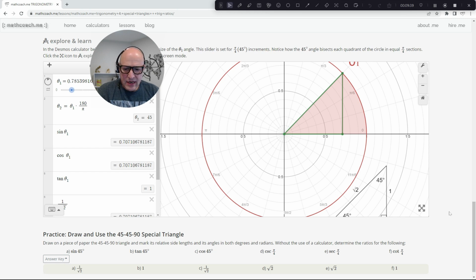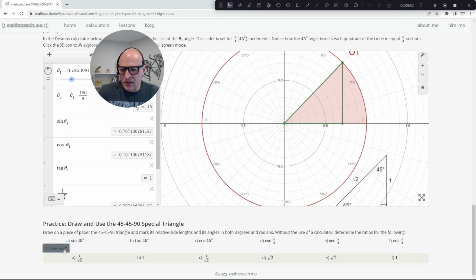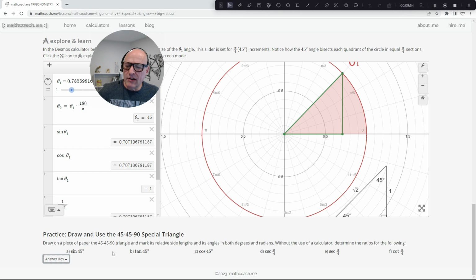Okay, there is a practice activity here, and there are 6 problems here for the 6 different trig ratios using our special 45 degree angle. There's an answer key as well, but the point here, like with the previous activity, is do not use a calculator. Don't use this Desmos calculator. Don't use your own calculator, okay?